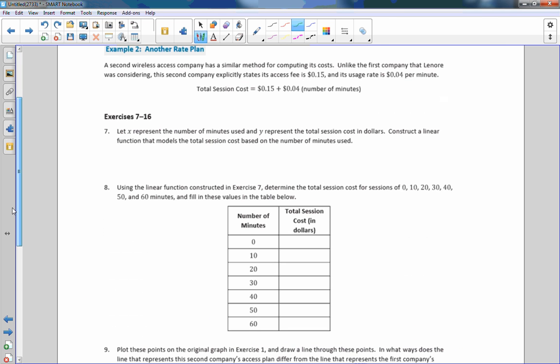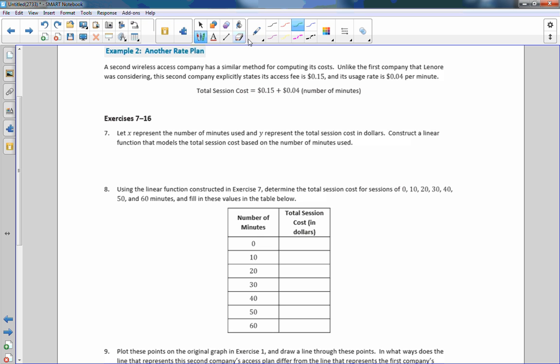Example 2. Another rate plan. A second wireless access company has a similar method for computing its costs. Unlike the first company that Lenora was considering, the second company explicitly states its access fee is 15 cents. That is our b. And its usage rate is 4 cents per minute. That is our m. Total session cost is 15 cents plus 0.04 times the number of minutes.